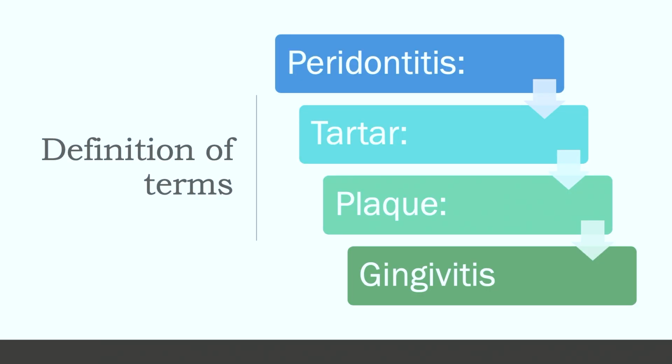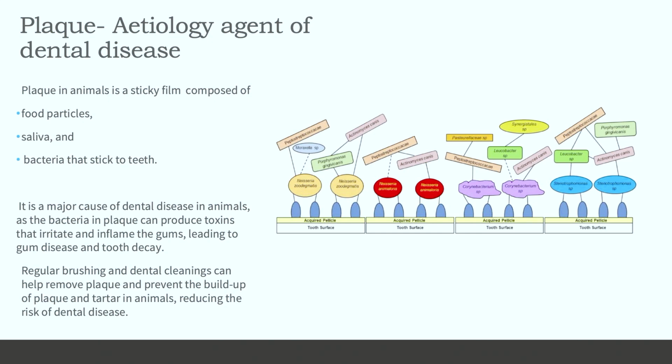So it's important to know some of the definitions that you would constantly see or use when discussing your dental clinics. So what is plaque? Okay, so plaque in animals is a sticky film composed of food particles, saliva, and bacteria that stick to the teeth. It is a major cause of dental disease in animals, as the bacteria in plaque can produce toxins that irritate and inflame the gums, leading to gum disease and tooth decay.